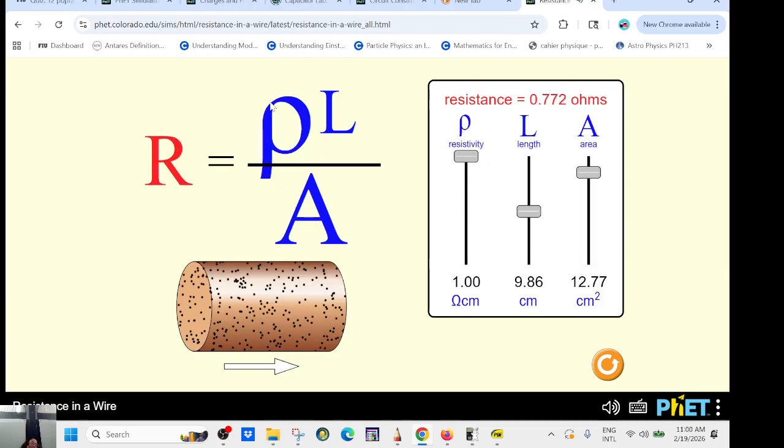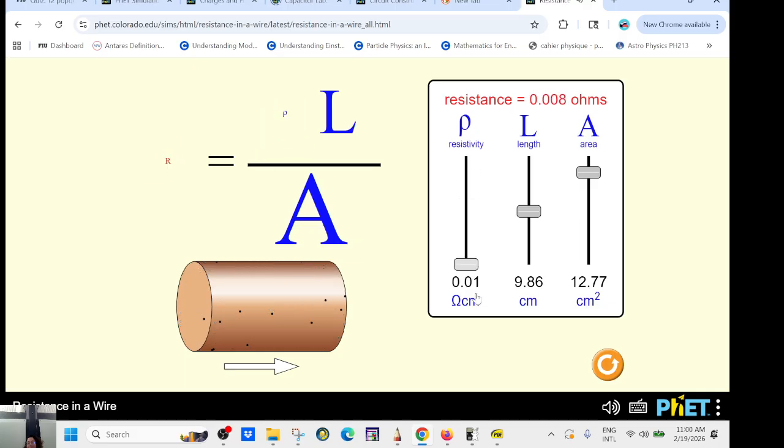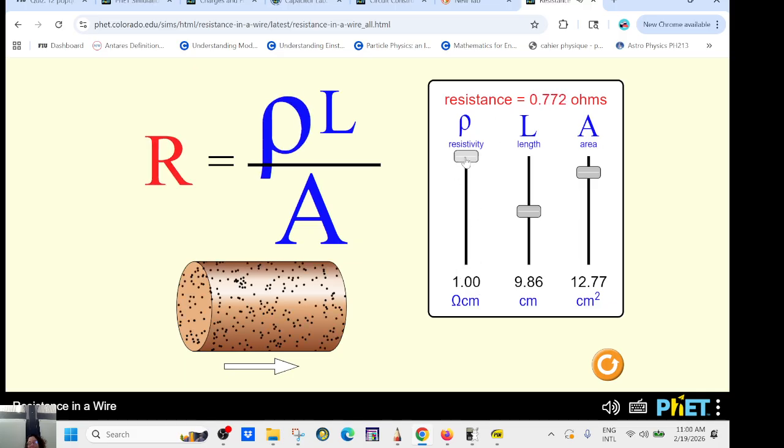So anyway, you also have a constant here, right? So if it's copper, it's better than aluminum.